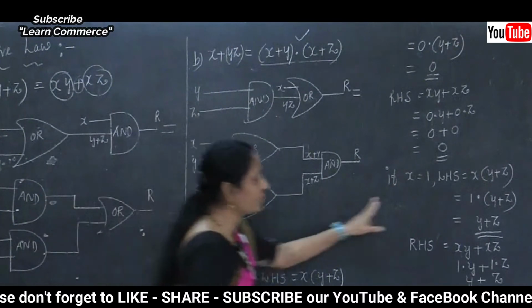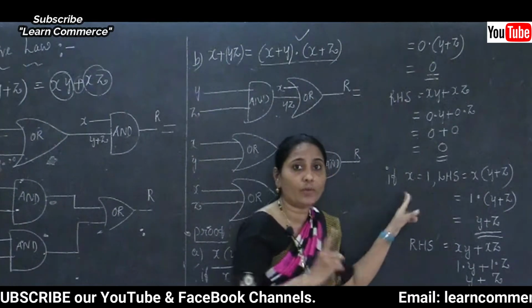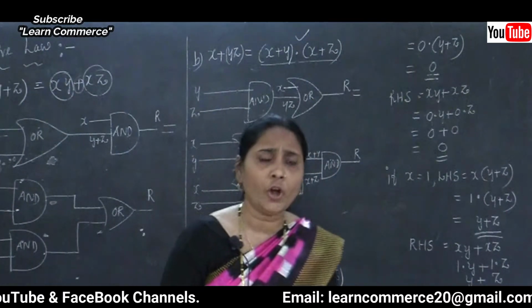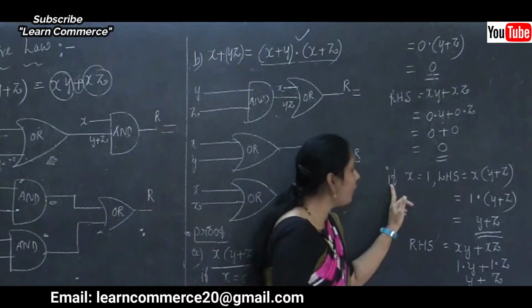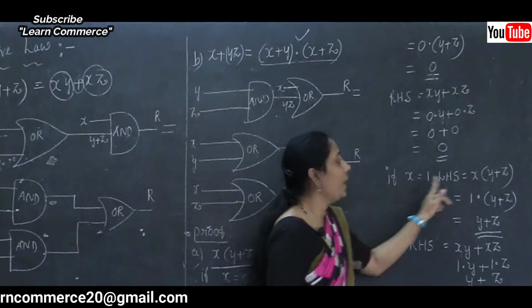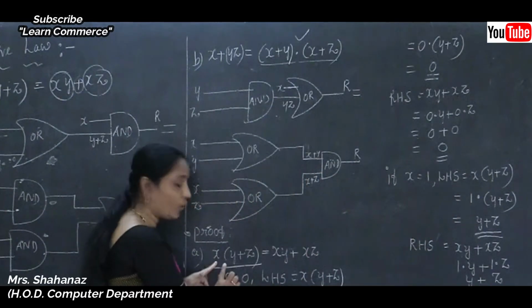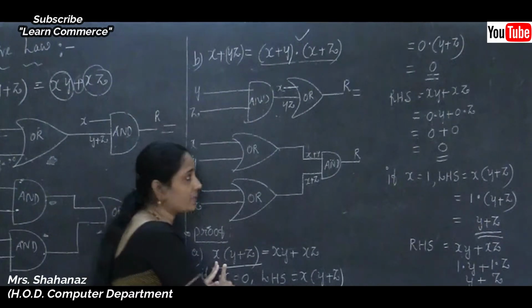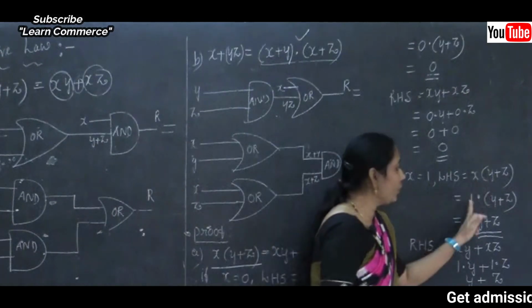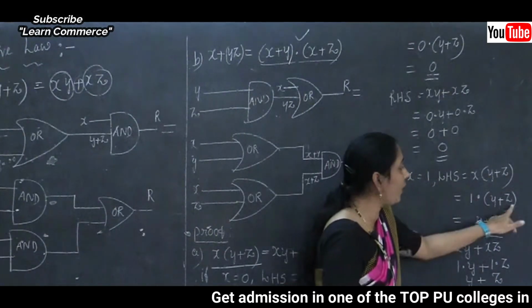Now let's use the value of x equal to 1, and we are going to prove whether the left hand side is equal to the right hand side or not. So if x is equal to 1, on the left hand side we again take x and y plus z, the first distributive law. Okay, now we know that the x value is 1 here. So 1 and y plus z.